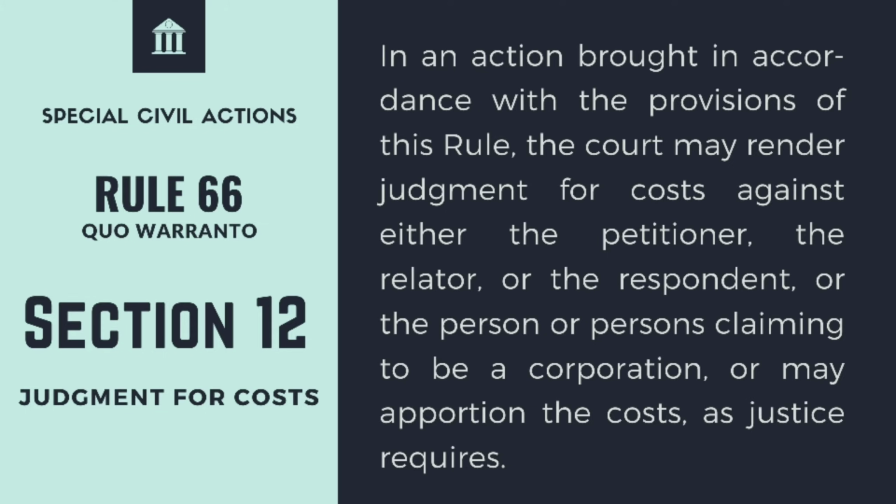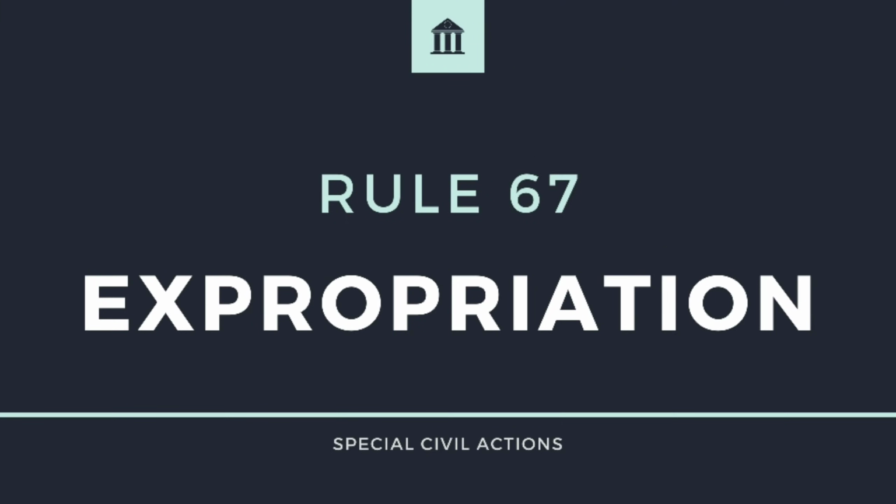Section 12. Judgment for costs. In an action brought in accordance with the provisions of this rule, the court may render judgment for costs against either the petitioner, the relator, or the respondent, or the person or persons claiming to be a corporation, or may apportion the costs as justice requires. Rule 67.